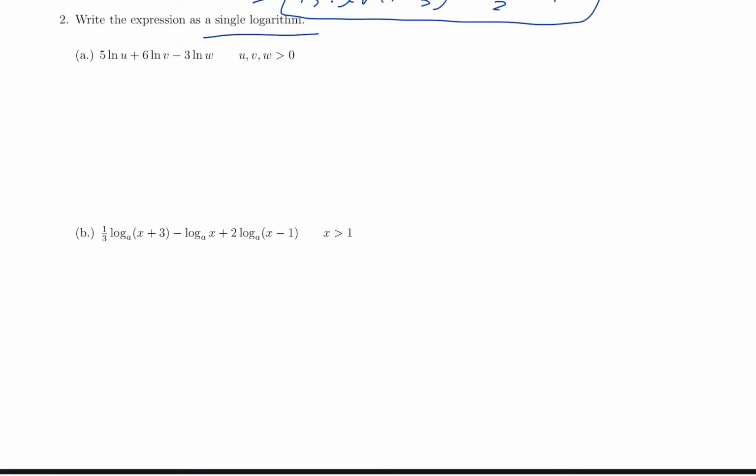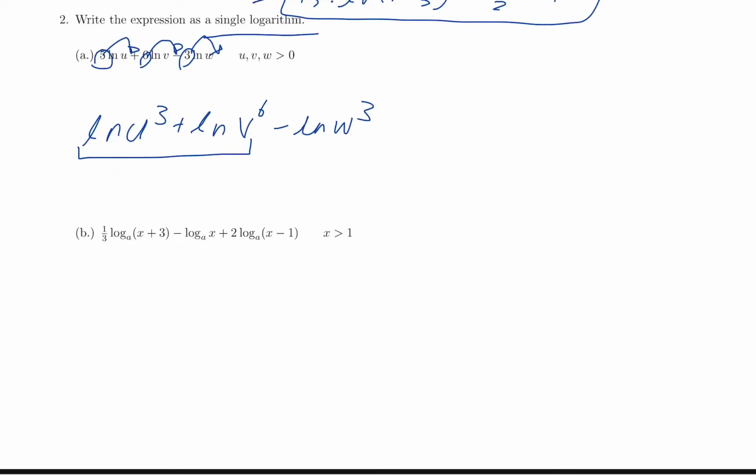So here, first we have to bring this factor in as an exponent. So I have ln of u to the 3rd power plus ln of v to the 6th power minus ln of w to the 3rd power. We can do one at a time. This one means ln of u to the 3rd, sorry, I keep confusing u and v, v to the 6th power, minus ln of w to the 3rd.